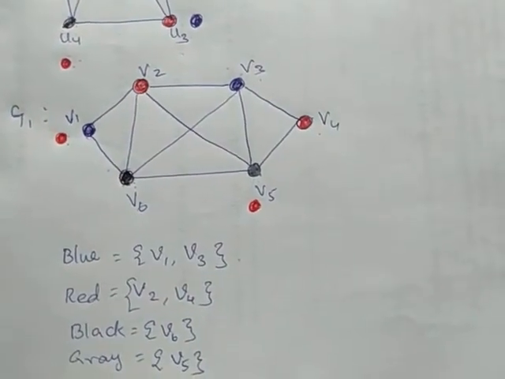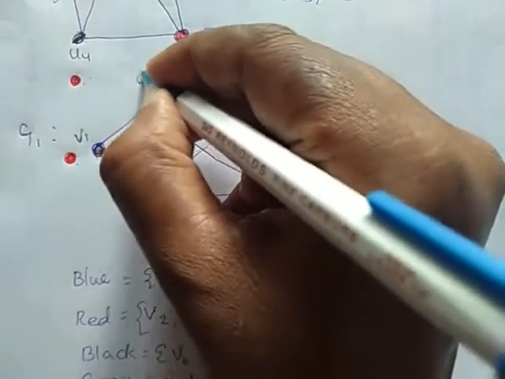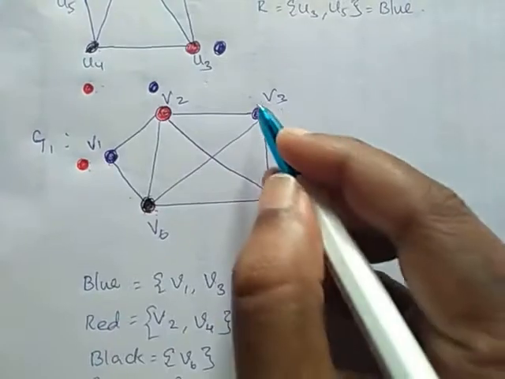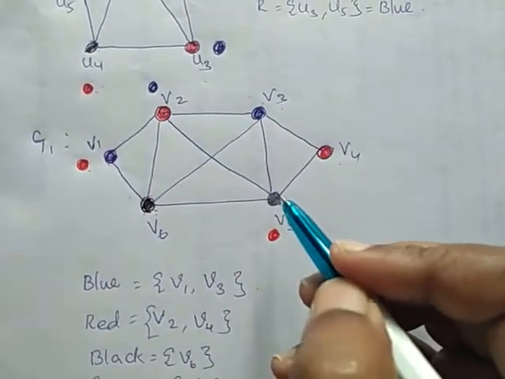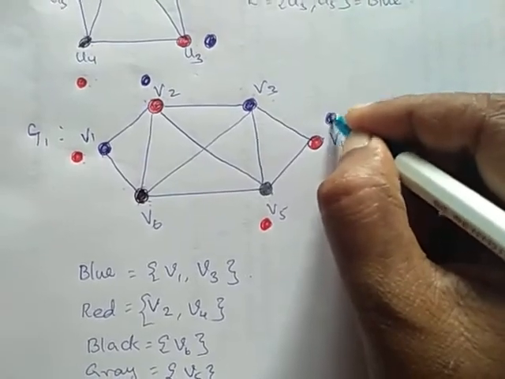Now, this is adjacent to this. So I'm taking blue color here. This is adjacent to this, this is adjacent to this, and this is also adjacent to this. So I'm taking blue color here again.